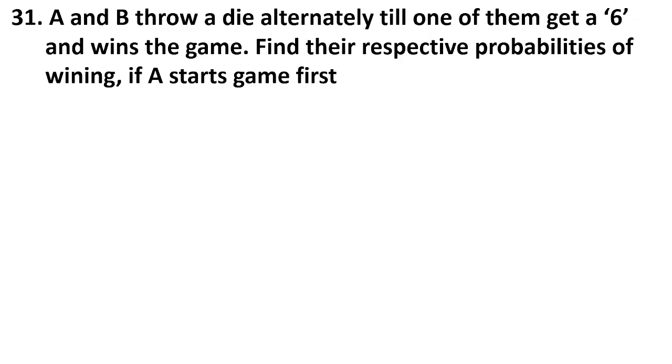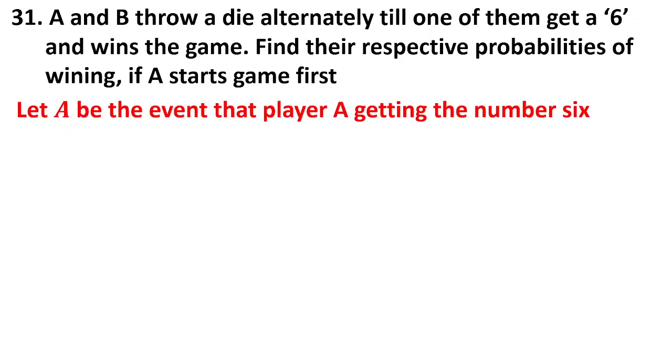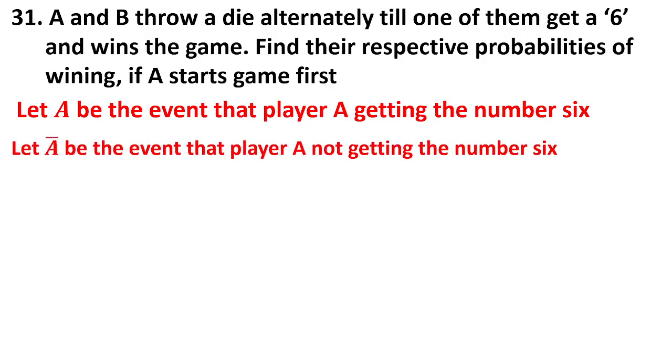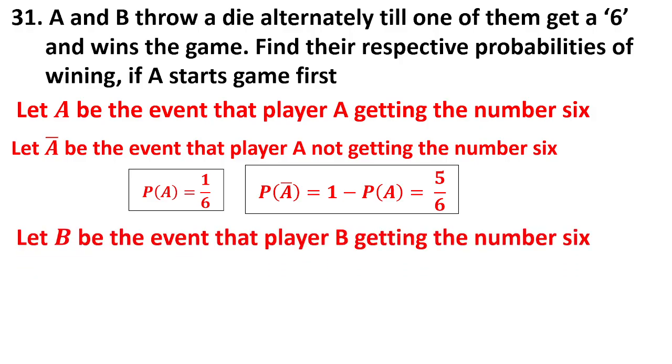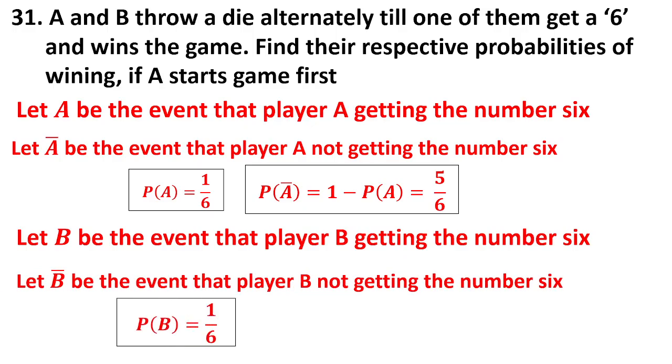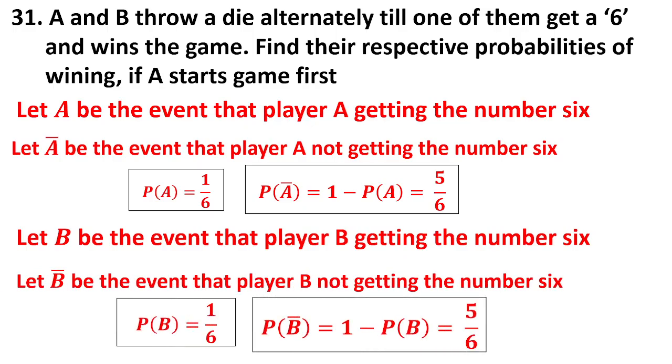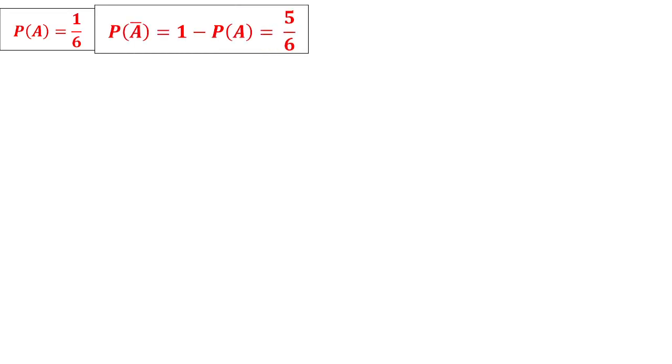So, we will start with the events. Let A be the event that player A gets the number 6. A dash is not getting it. Therefore, if he is not getting it, he will give it to B. That's why I am finding A dash also. Therefore, P of A is 1 by 6. All of you know, throwing a die, getting a number 6 will be 1 by 6. Therefore, P of A dash will be 5 by 6. The same thing happens for B also. P of B will be 1 by 6 and P of B dash, that is not B, will be 5 by 6. These are the values which I am getting now.